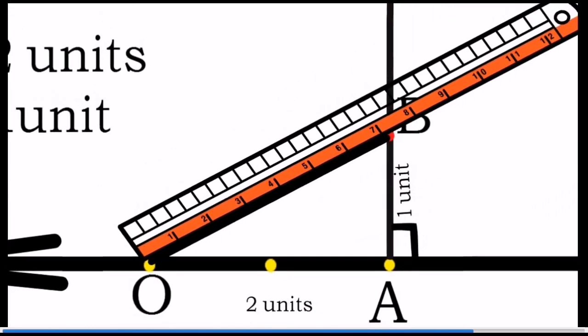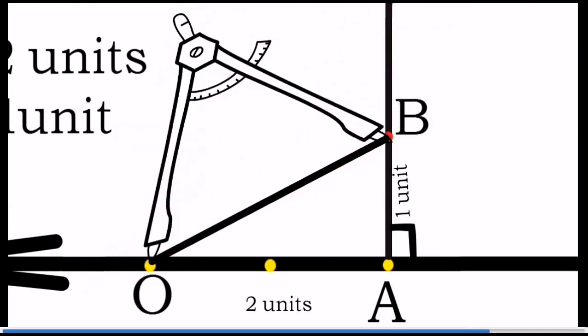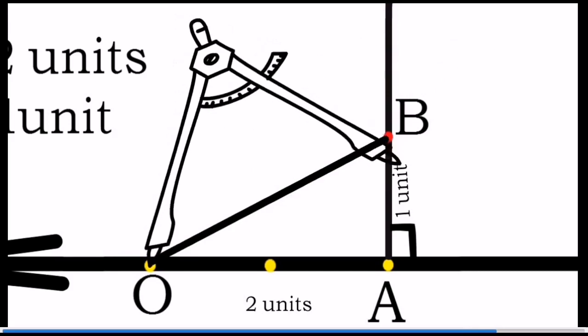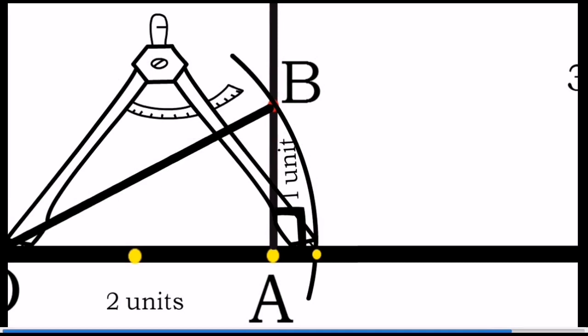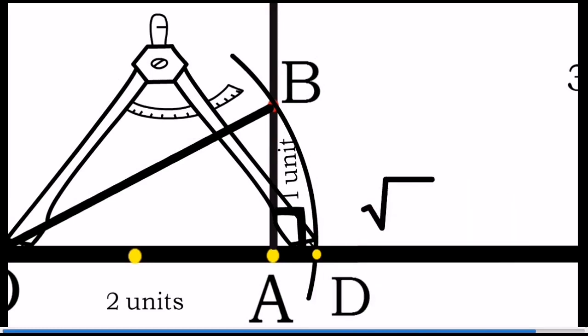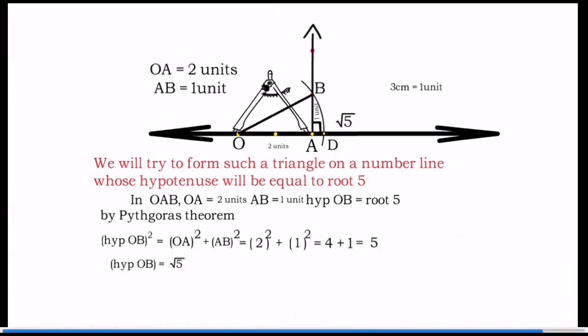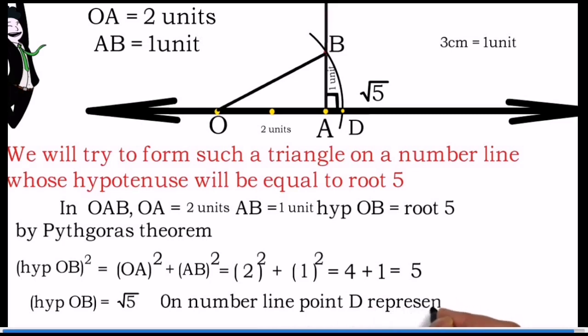Now take a rounder, keep its metal tip on point O and pencil tip on point B, and then draw an arc intersecting the number line the way it is shown in the diagram. And this distance, this arc, is nothing but the root 5, the way we have calculated below by using Pythagoras theorem. So when that root 5 is marked on the number line, do not forget to mention at the bottom of the answer, that is the final answer, the statement that point D on the number line represents root 5, and in this way we have drawn root 5 on a number line by utilizing Pythagoras theorem.